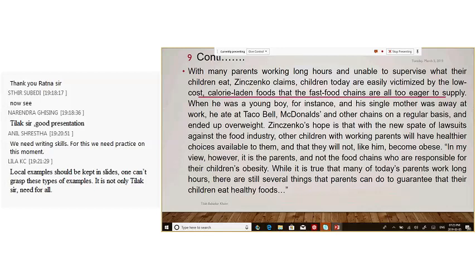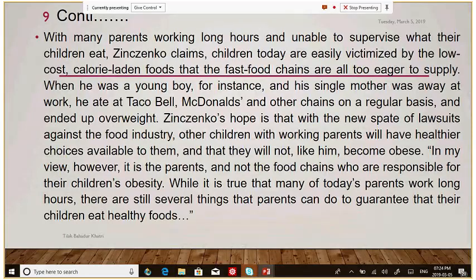In my view, however, it is the parents and not the food chains who are responsible for their children's obesity. While it is true that many of today's parents work long hours, there are still several things that parents can do to guarantee that their children eat healthy foods.